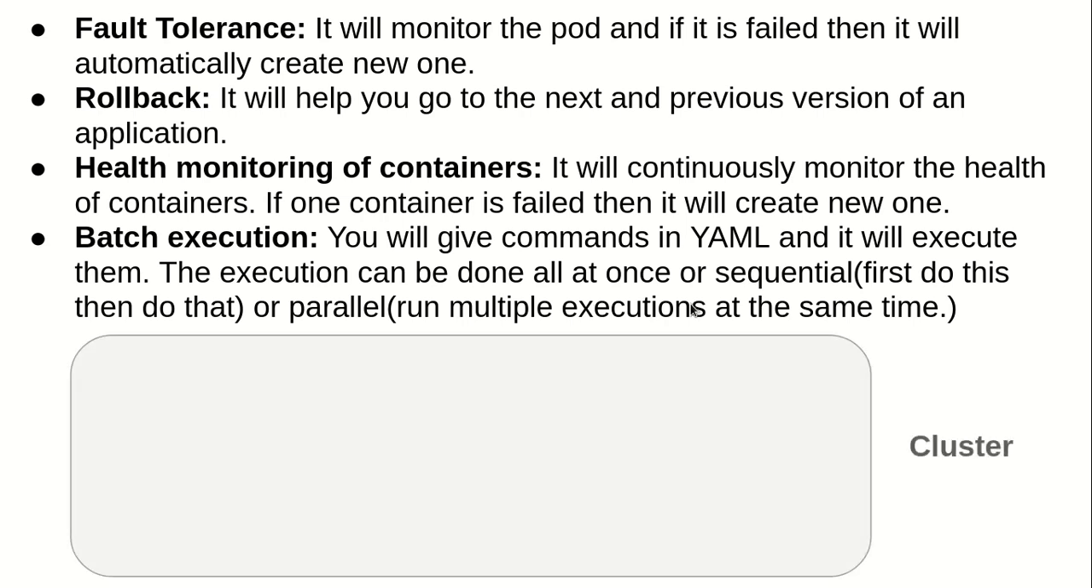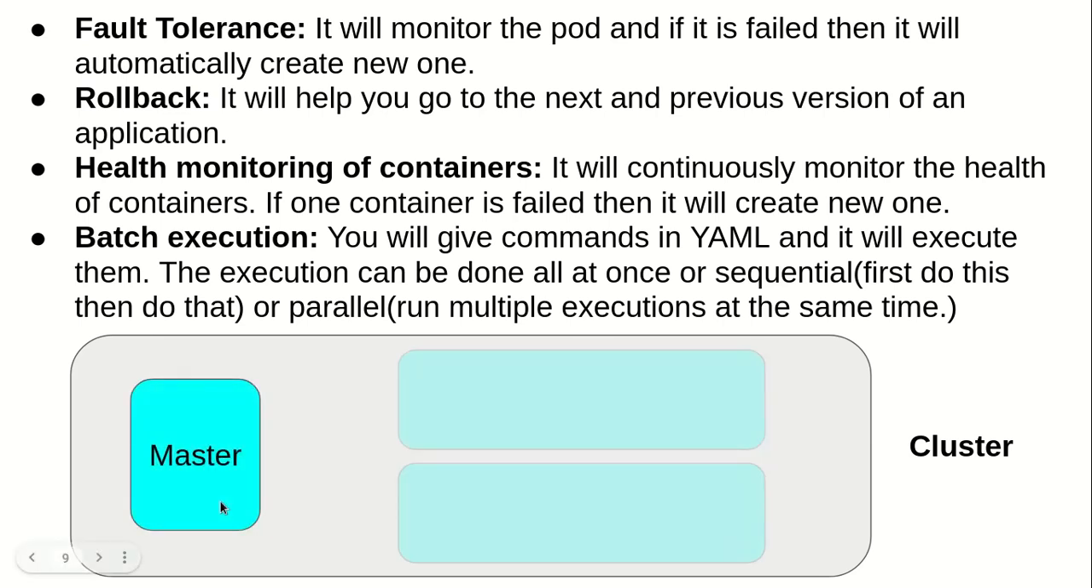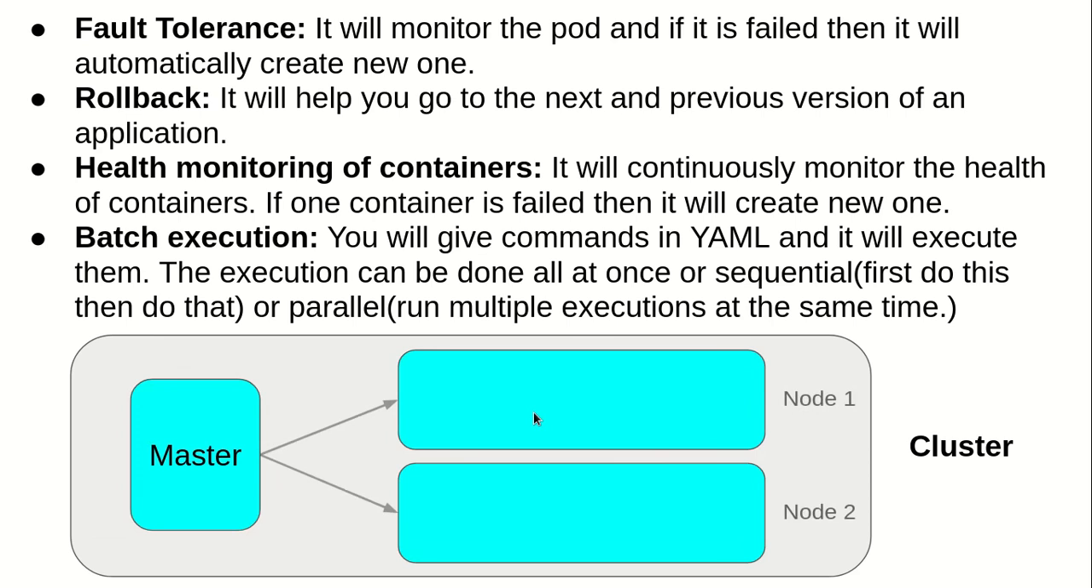Now let's take a look at the architecture of Kubernetes. I'm going to make a separate video on the architecture of Kubernetes, but let's take a look at a small architecture of it. Here is a cluster. Inside this cluster there are multiple nodes, master nodes, child nodes, and pods, and inside the pods there are containers and applications. All right. So here is a master node. After that, these are the child nodes, node 1, node 2, and these nodes are connected with this master node.